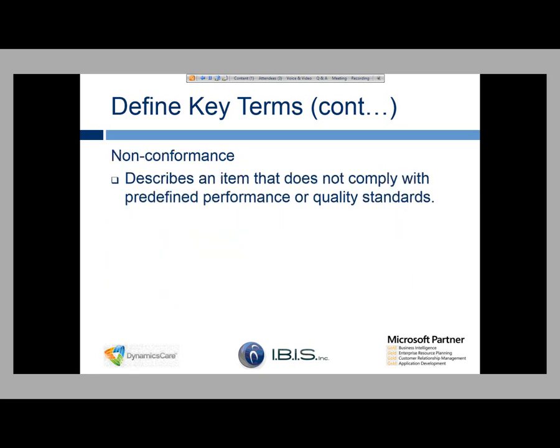Non-conformance is any item that does not comply with your quality standards. When there is a non-conformance in AX, you are able to document that non-conformance and look at the documentation at a later date. You can also print the documentation of a non-conformance.